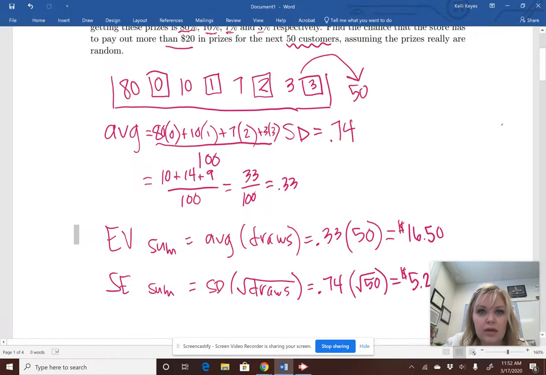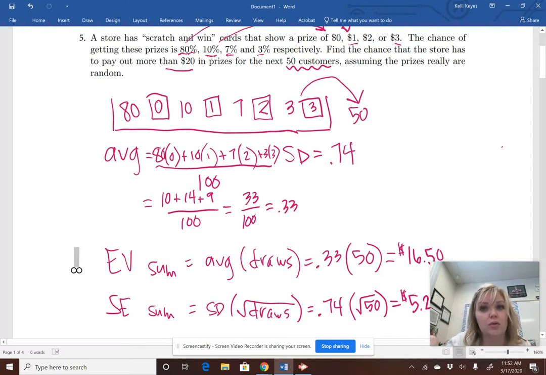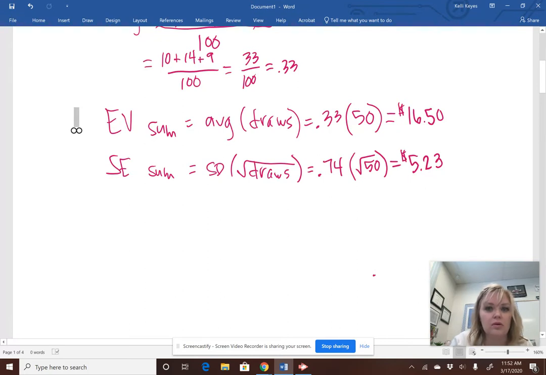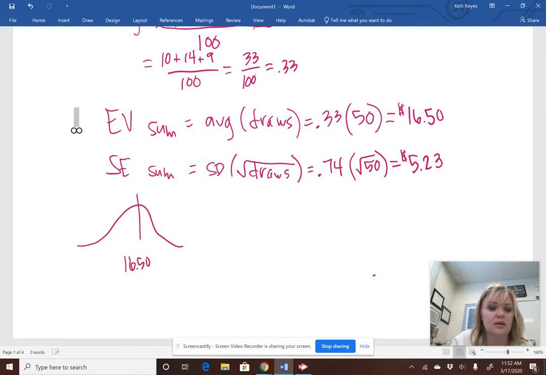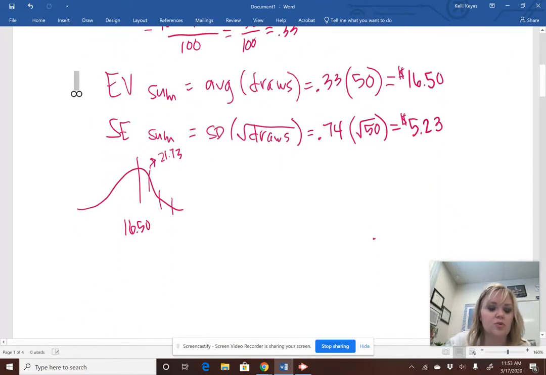So now we're going to use that information to answer what the question really wants, which is find the chance the store has to pay more than 20. So if we're looking at the normal curve, the expected value is right here, 16.50. And then this would be 1 SE, 2 SEs, 3 SEs. So if we add $5.23, that value is going to be right here, which is 21.73, I think. So if we're wanting the probability it pays more than 20, it's going to be about right here, and all of this area is what we are trying to find.